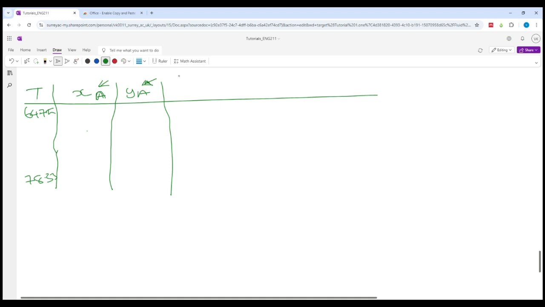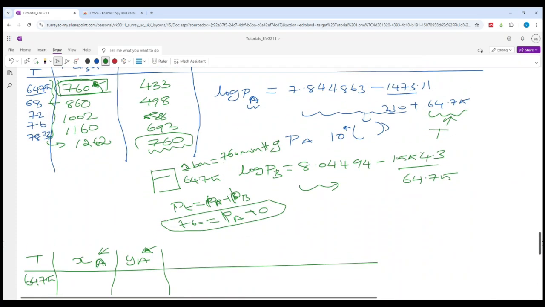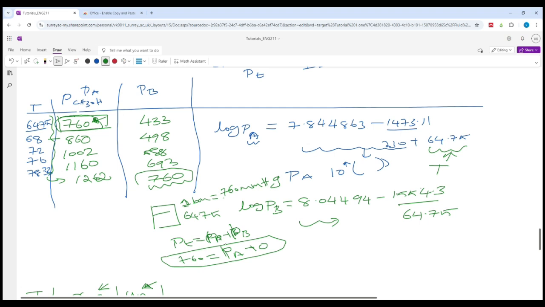So how do we check that mathematically? We have to go back again. I'm going to talk about this particular value, 760 and 760 here. If we take PA, which is the vapor pressure of component A, the pressure is equal to 760 when the temperature is 64.75, whereas for PB, the pressure is equal to 760 when the temperature is 78.33.